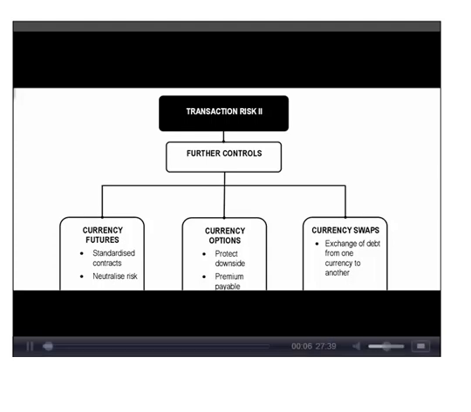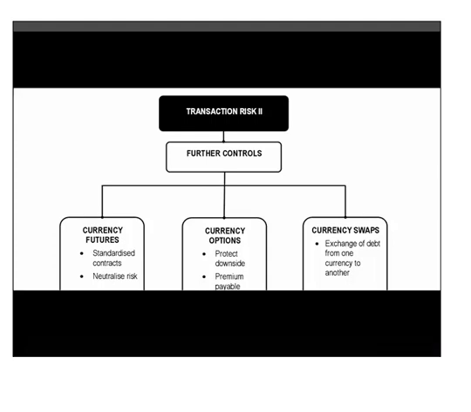In this chapter, we look at some other tools that are available to organizations to control transaction risk, particularly those that use the currency markets, that use derivatives. So we've already looked at derivatives in outline, how they work, what they're all about, how they operate, and particularly in relation to commodities. What we're going to do now is apply exactly the same concept to currencies.